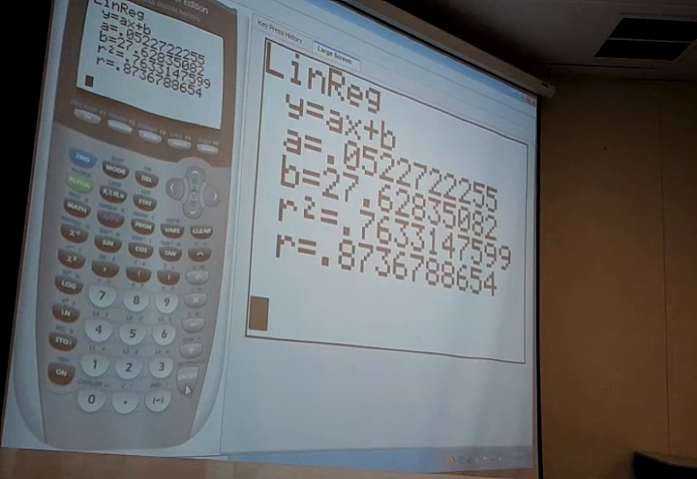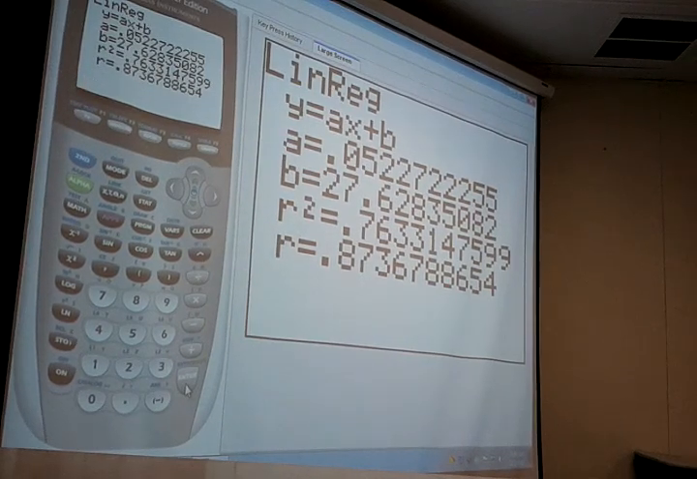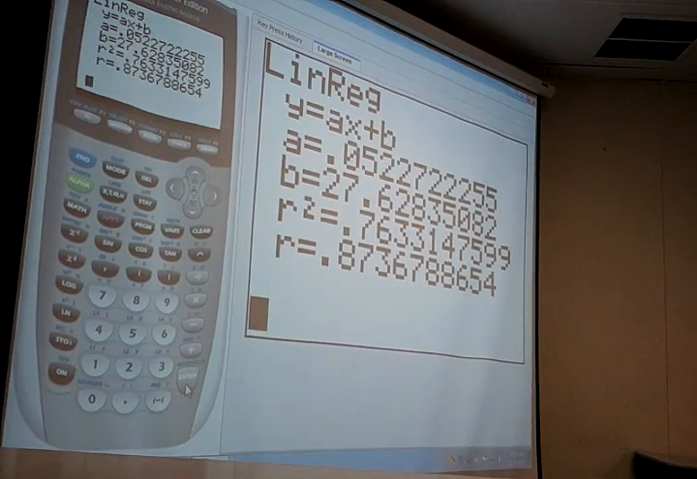What's my line of best fit? What's the equation for my line of best fit? Yeah, my slope is 0.0523, sure. Plus 6.628, sure. I like it. You can be more precise if you want to be.